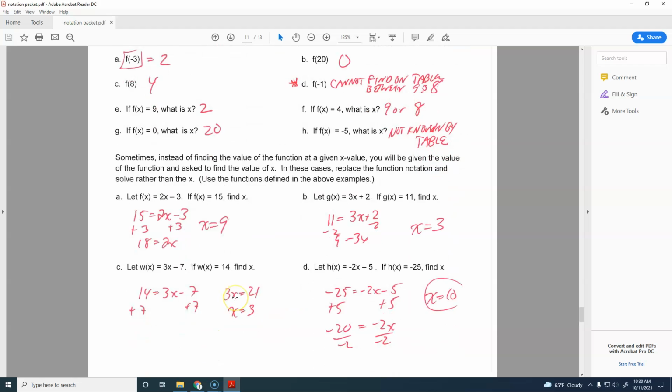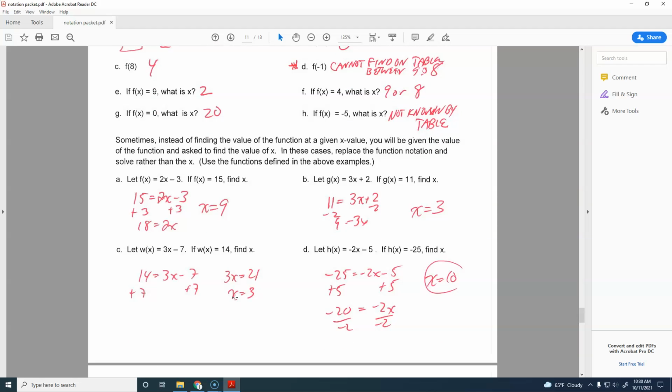Okay? And then for the bottom part, A is 9, B is 3, C is 3, and D is 10.